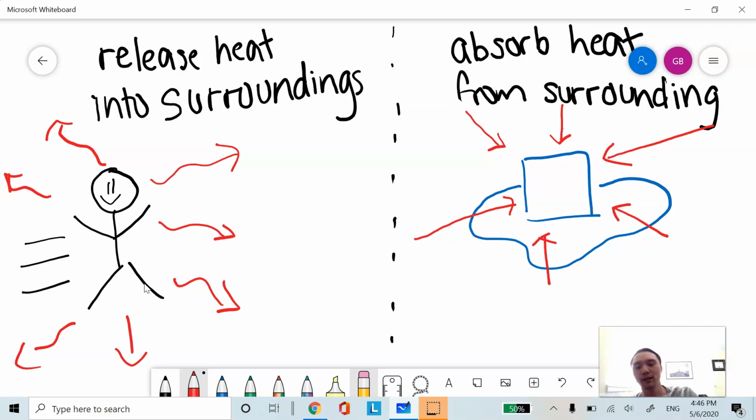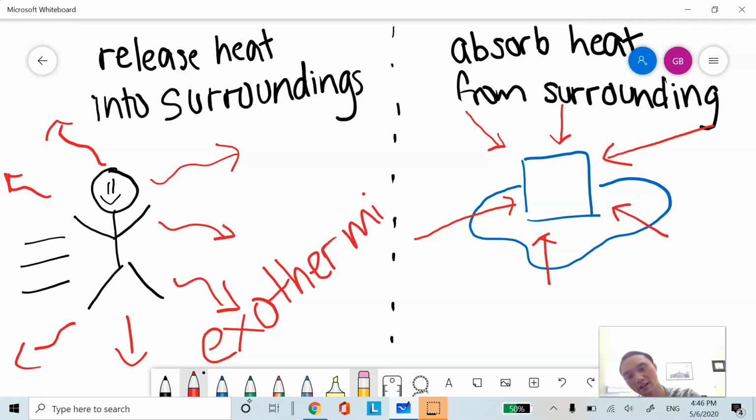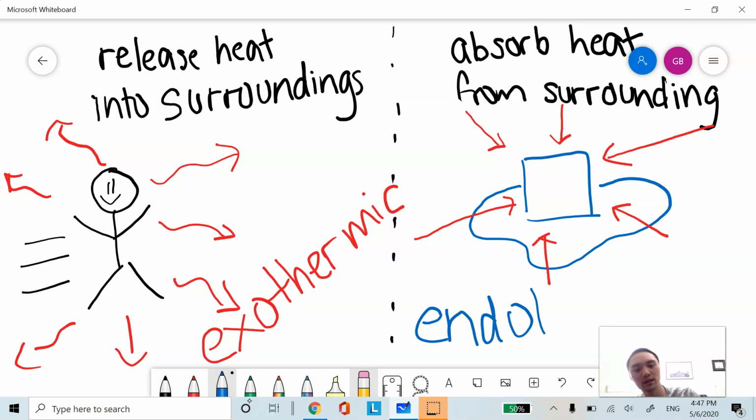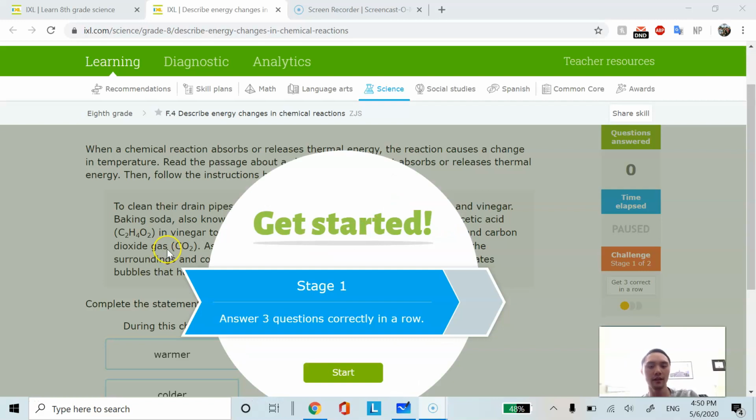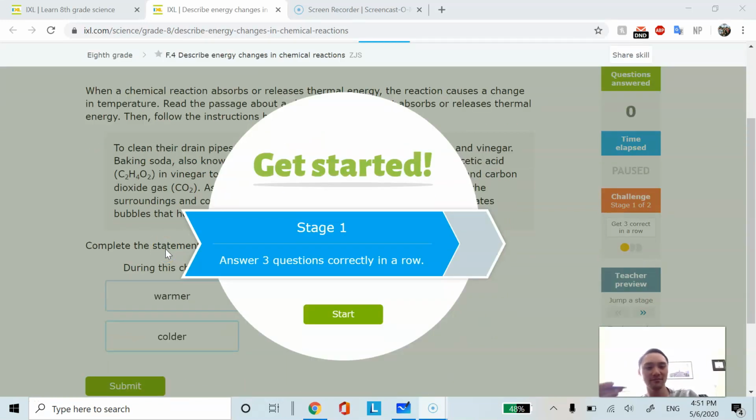That's it. Now, in your classes, you probably learned these two ideas as specific words. Releasing heat into the surroundings is typically considered exothermic. And on the flip side, absorbing heat from the surroundings is typically considered endothermic. Alright, now with this information, let's try to tackle some IXL questions in F4.